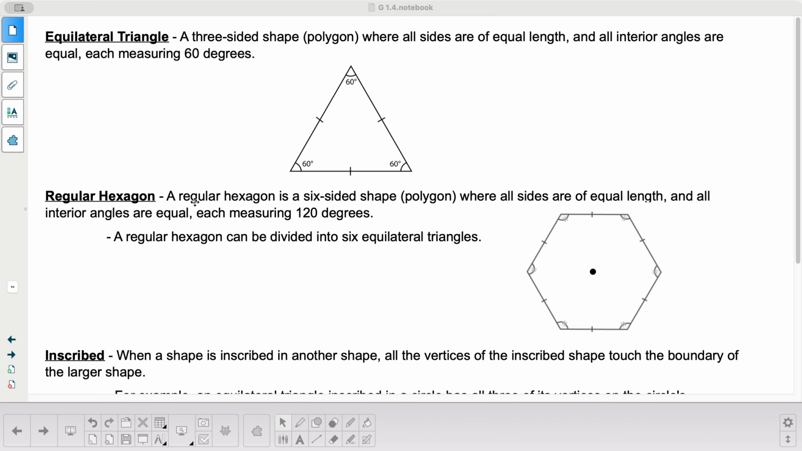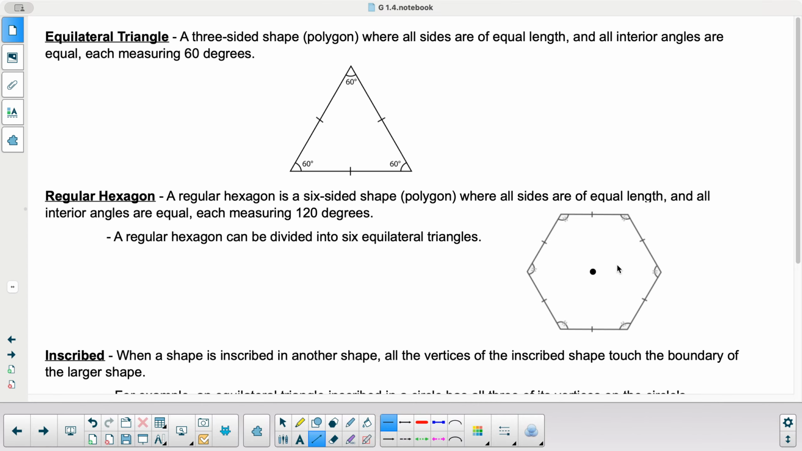A regular hexagon is a six-sided shape or polygon where all sides are of equal length and all interior angles are equal. So each interior angle here measures 120 degrees. A regular hexagon can be divided into 6 equilateral triangles. So if I take a straight edge here and draw my 6 equilateral triangles, you'll see that they all look the same as this. Okay, all 60-degree angles, all 3 sides are the same length.